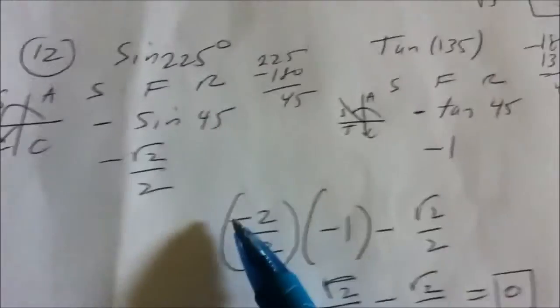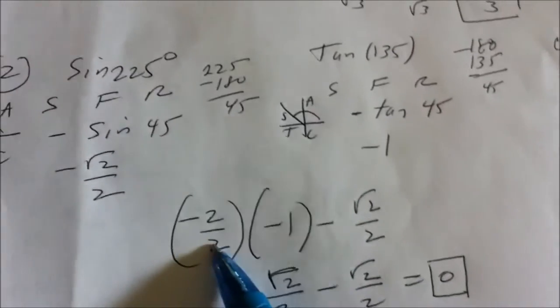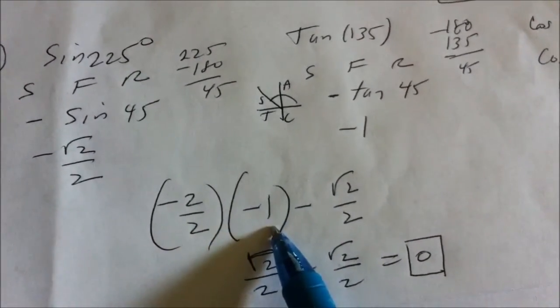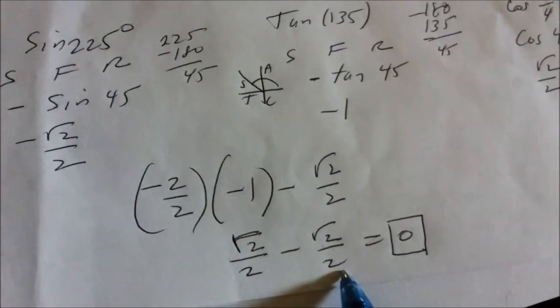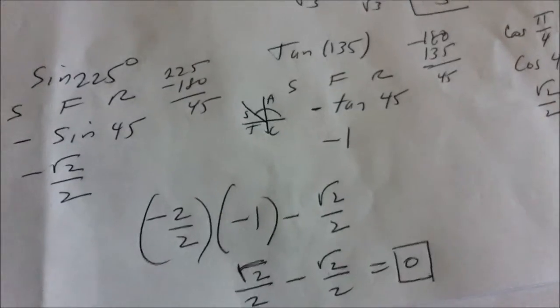So I just bring it back. They wanted this times this minus that. So negative radical 2 over 2 times negative 1 minus that. This becomes positive radical 2 over 2 minus radical 2 over 2, which is 0. You can check that with the calculator by typing it in.